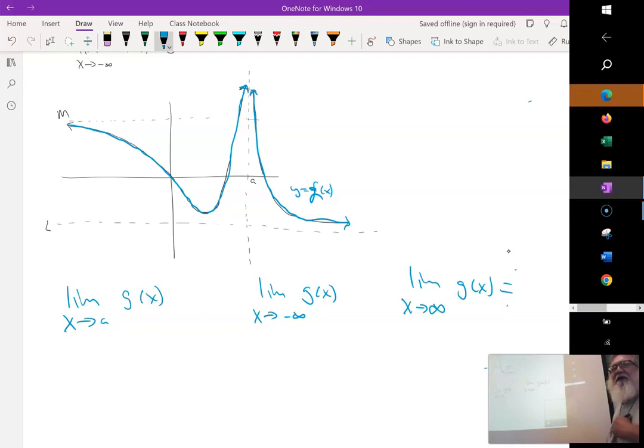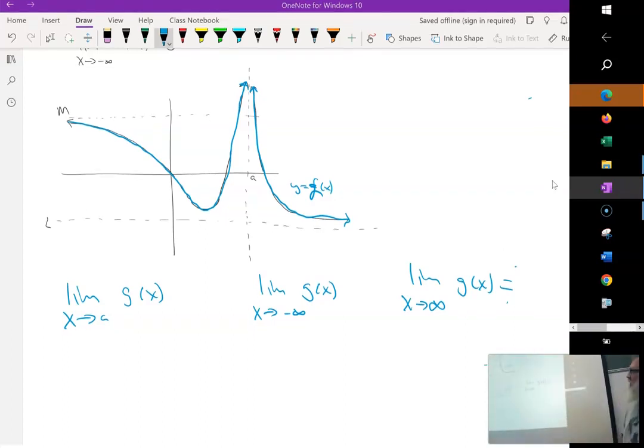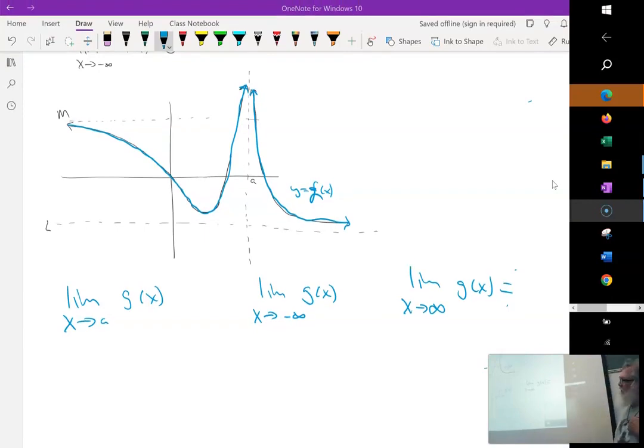Tristan, what's the limit as x goes to a? Infinity. And we know that because as we're going into a from the left side, from the negative side, those are getting bigger and bigger, right? As large as they want to be, likewise from that side. So that is infinity. All right, Brian, as we go to negative infinity, where are those function values headed to?